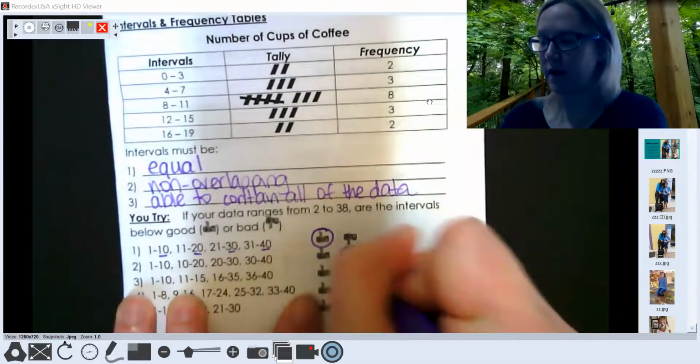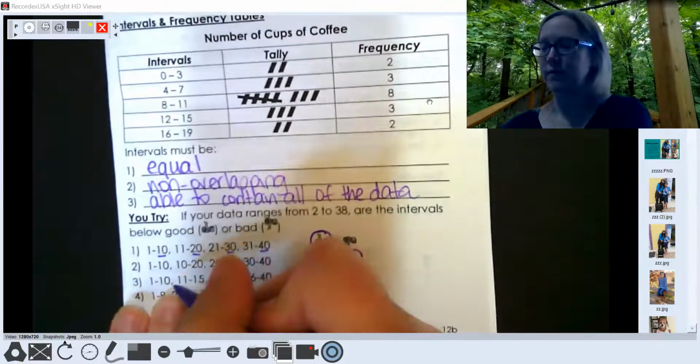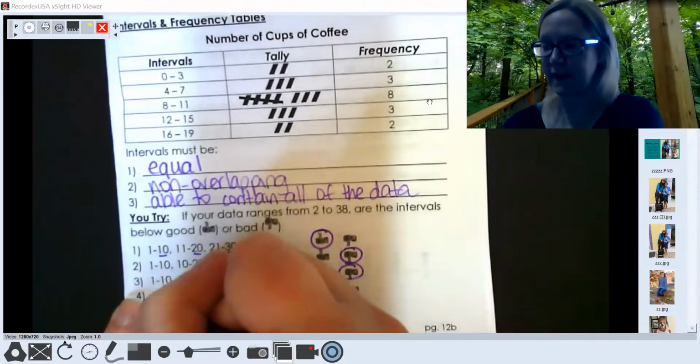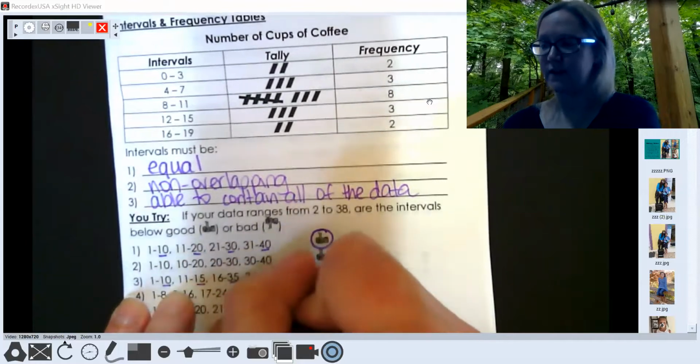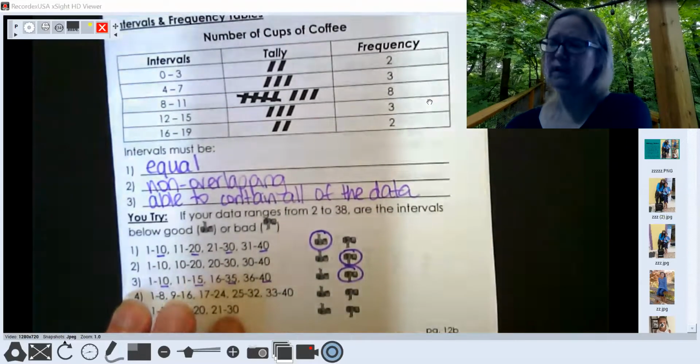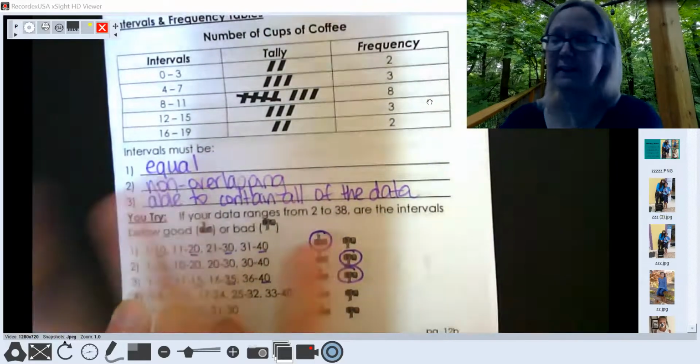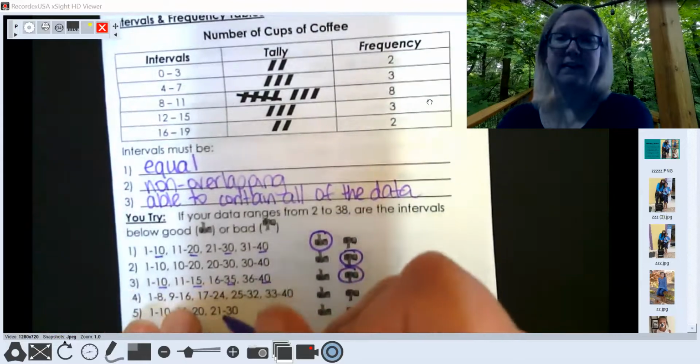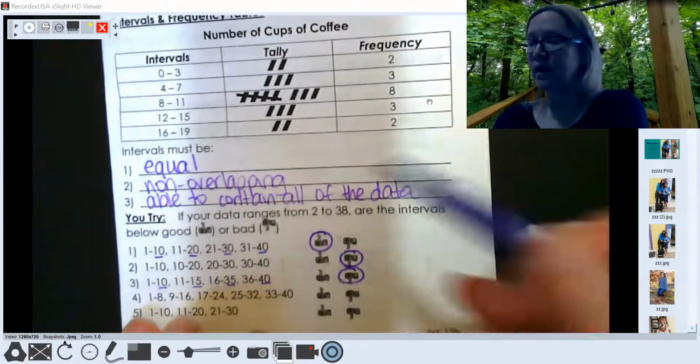The third set does not work because they're clearly not equal, right? This goes through 10, 15, 35, 40. So those intervals are jumping all over the place. They're not equal at all, so that set of intervals will not work.